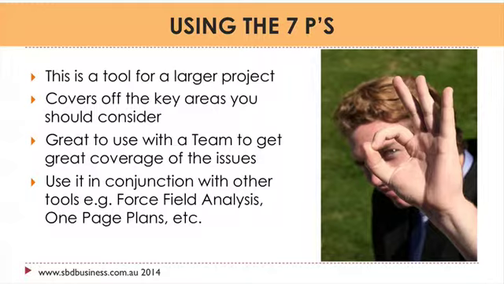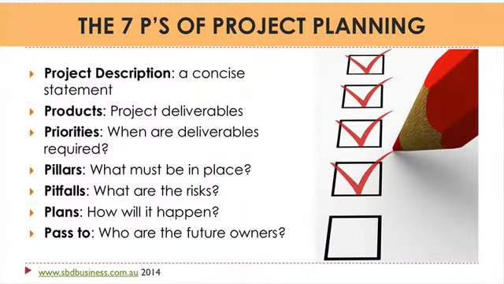We have a template for this, which will help guide you through the process a bit. But use the process, understand the 7 P's, get a good description, define what the products are, the priorities, the pillars, the pitfalls, develop your action plans, and then lastly work out who you're going to hand it over to when you're done. Make sure that all these things combine into a fantastic project that you can deliver on.